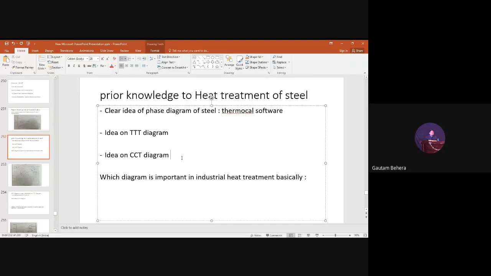So that's why the CCT diagram is more important, because the CCT diagram involves temperature, time, transformation, right? And in a continuous way, we are cooling the steel. So the CCT diagram is more important on the industrial scale. That is the answer actually, right? Because continuously we are cooling the steels from the austenitizing temperature, because we need a high rate of production, and we are dealing with big size components, not small size components.